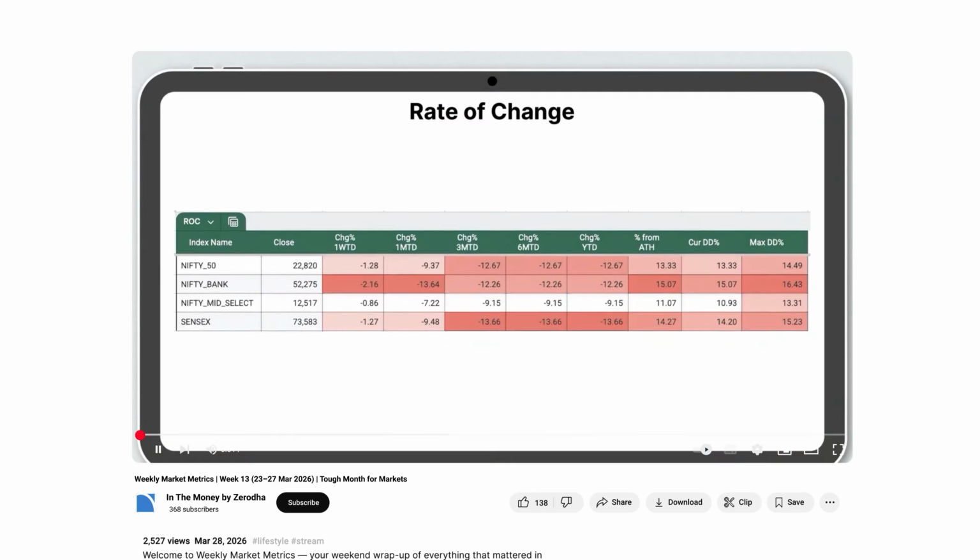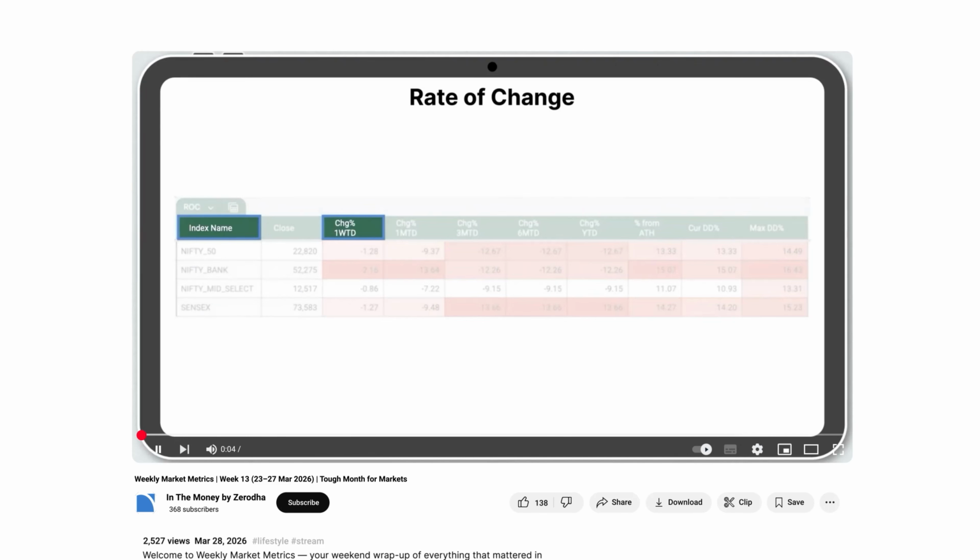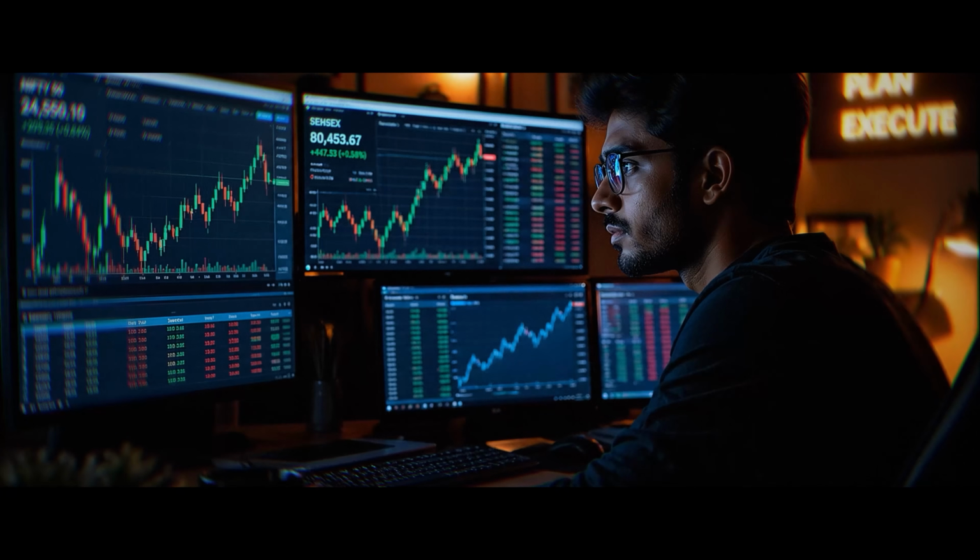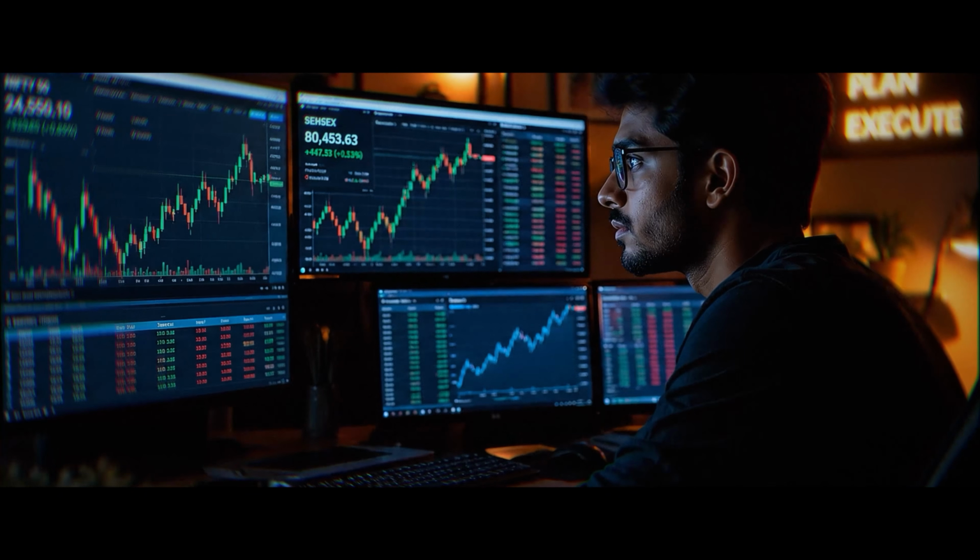So in short, as an investor, it's a good practice to track market drawdowns. One of the reasons we highlight them in our weekly market metrics videos is to identify potential opportunities to invest, helping you lower your overall cost of acquisition. That said, this approach is best suited for benchmark indexes like the Nifty 50 rather than individual stocks.